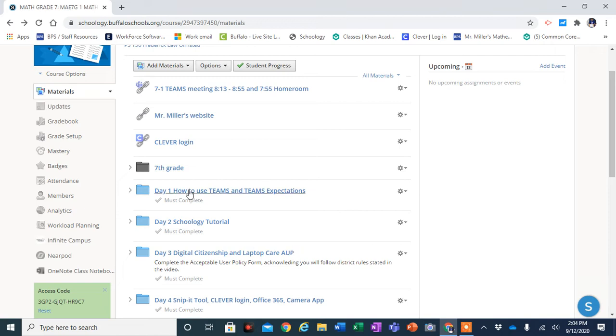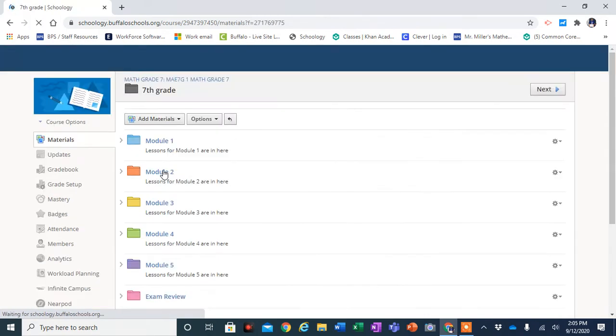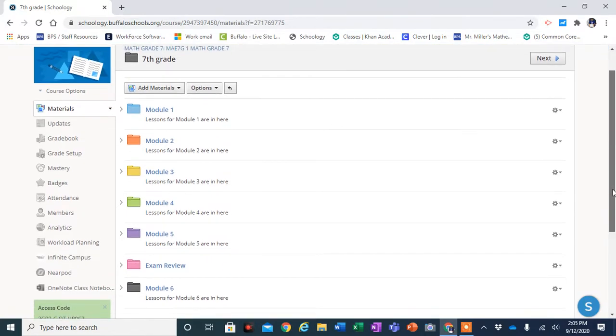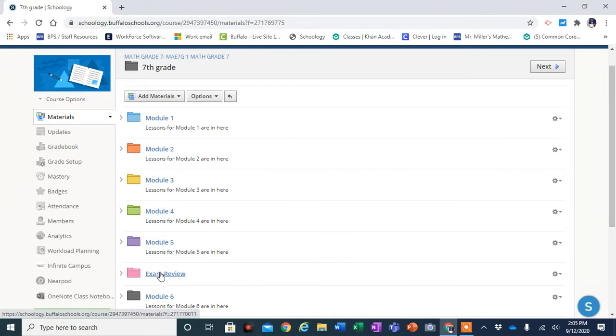Everyone, we're going to talk about this folder that you have on your Math Schoology page that says 7th grade. If you open it up, you see there's all the modules, modules 1 through 5, exam review, and then module 6.